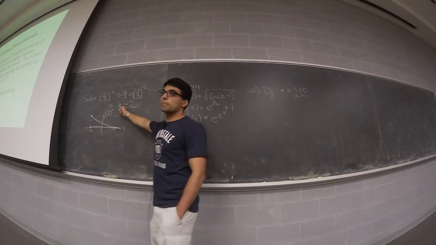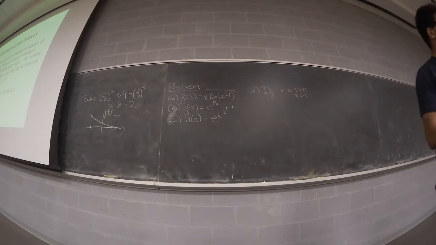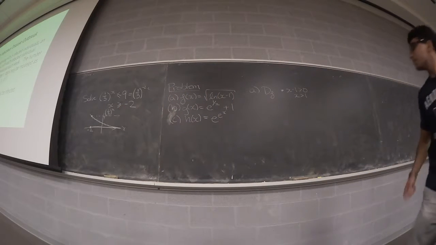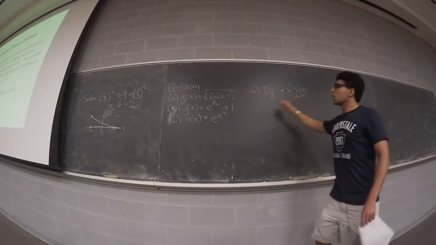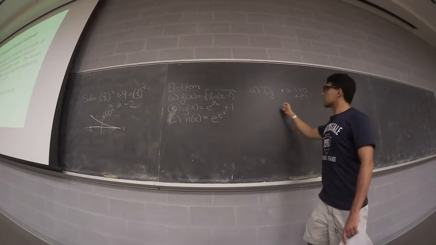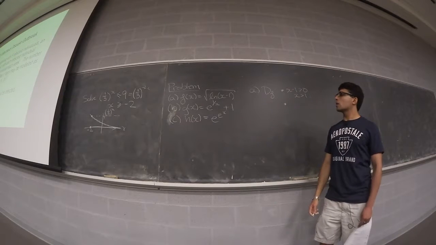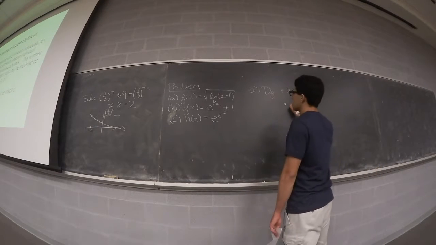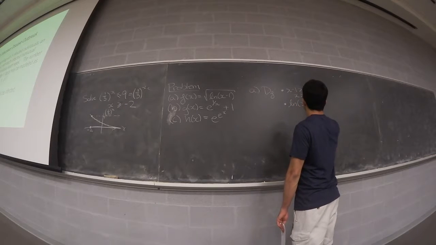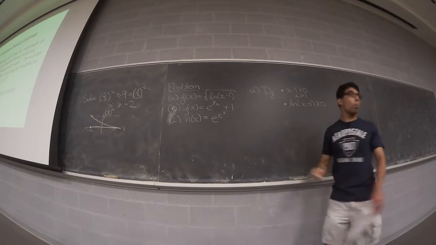Okay, so that's the first thing. Ln can only take positive arguments, so that's what that says. Also, square root can only take non-negative arguments. So ln x minus 1 greater than or equal to 0.